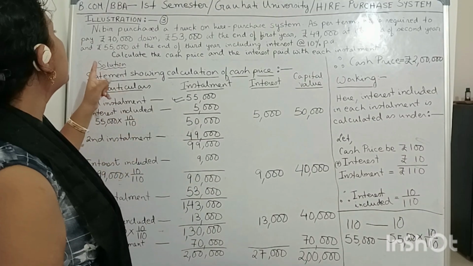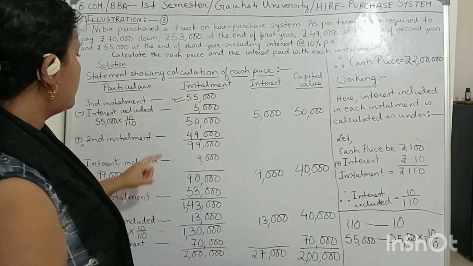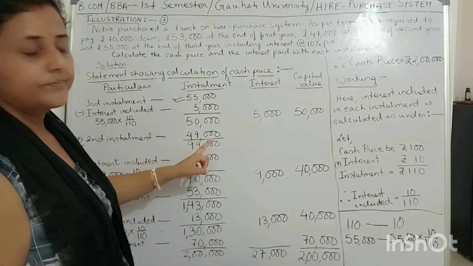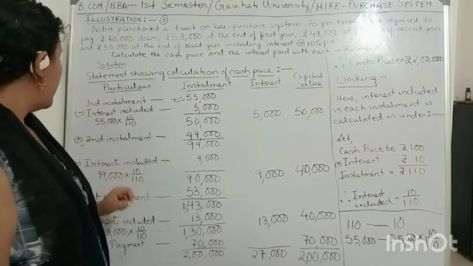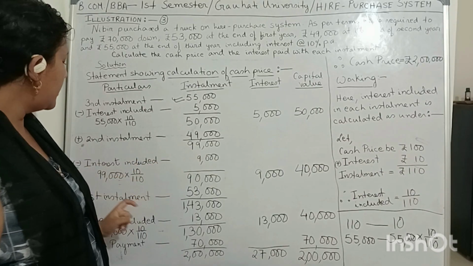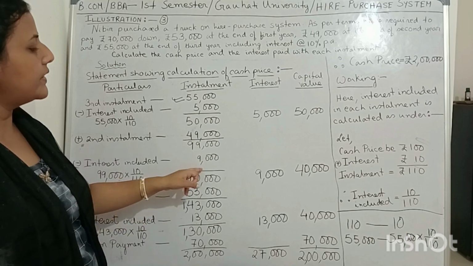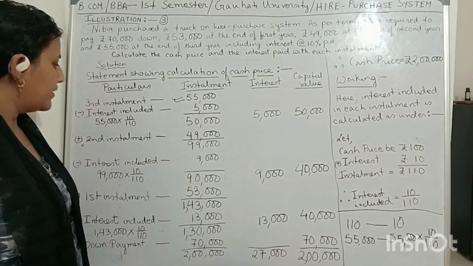Then you have to add the second installment. What is the amount of the second installment given? It is 49,000. So you add that and you get 99,000. Then again you have to deduct interest. So on 99,000, 10 divided by 110 is 9,000. So 90,000 is the figure.